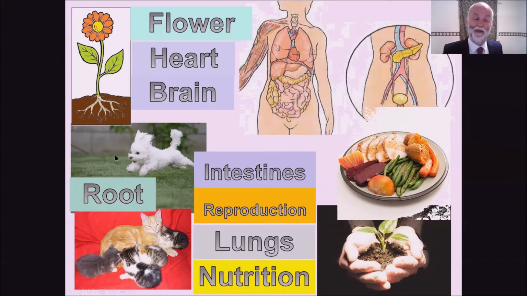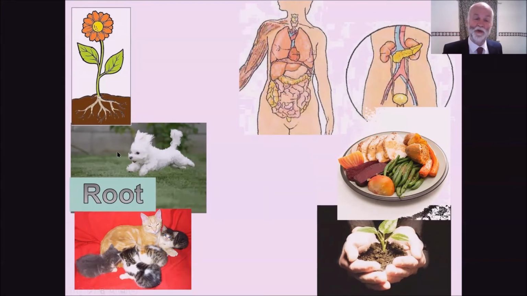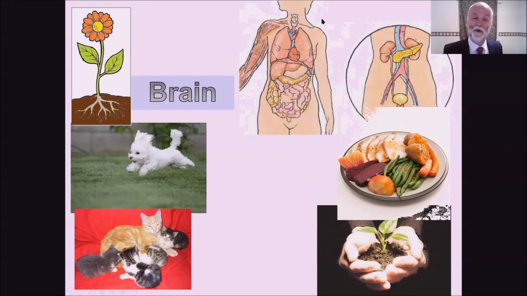Okay, I'll give you a hand now. The root. The root, of course, is on the plant. It's down here. It joins the plant to the soil, it picks up goodness. The brain, we've all got a brain. That's up here. It's in our head, nicely protected by the skull.